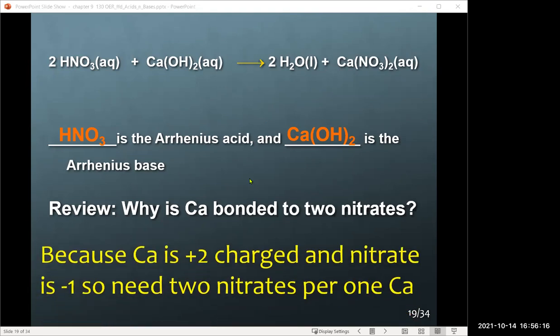Why does calcium bond to 2 nitrates? Well, obviously because the nitrates each have a -1, right? And the calcium is a group 2 element, and it has a +2 charge. So it will, oxidation number that is, it requires 2 nitrates because each nitrate is a -1.